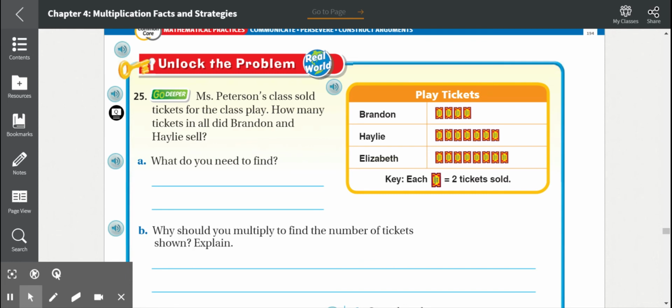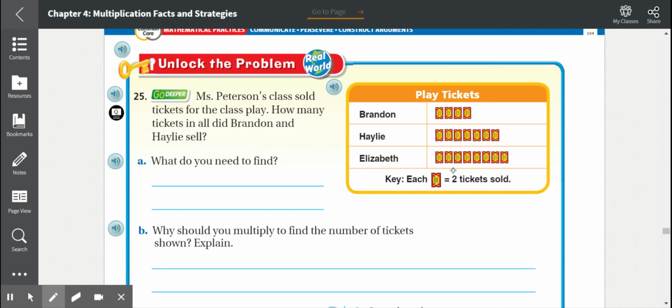Okay, so here we have a picture graph. Let's look at our picture graph before we start. Play tickets. We have Brandon, Haley, Elizabeth. Each ticket equals 2 tickets sold. So it says Miss Peterson's class sold tickets for the school class play. How many tickets in all did Brandon and Haley sell?